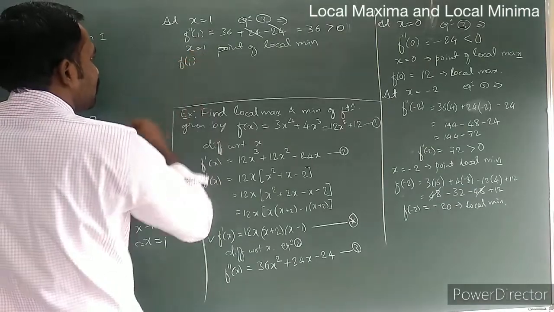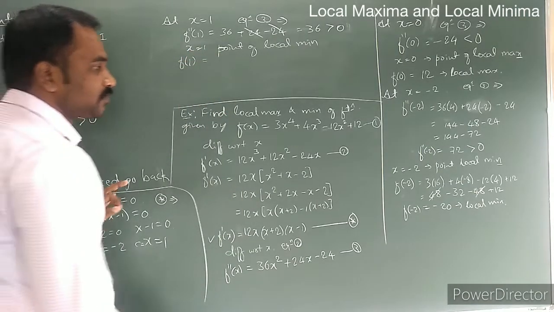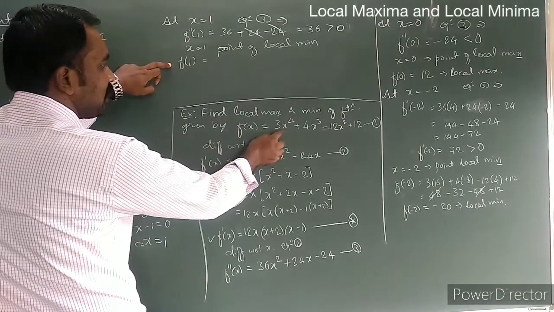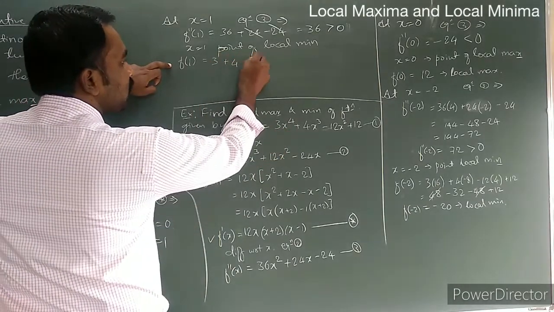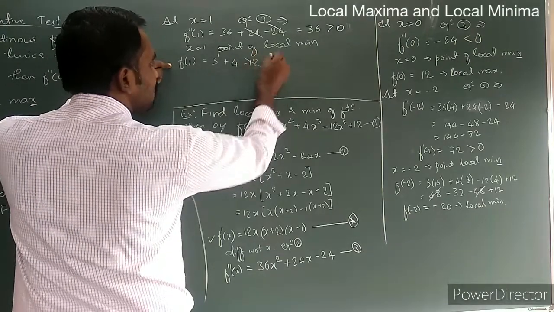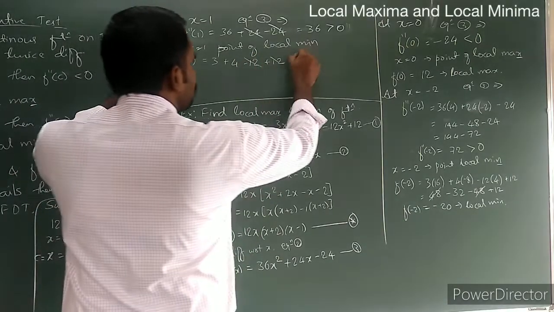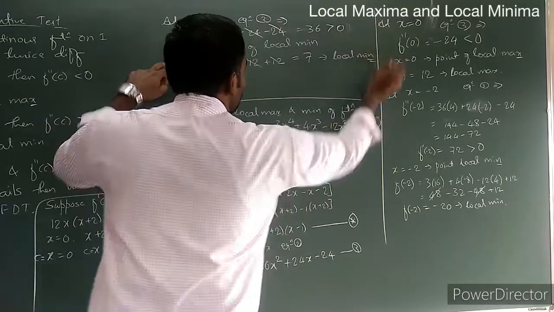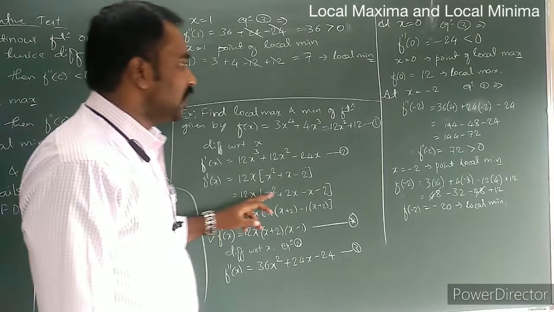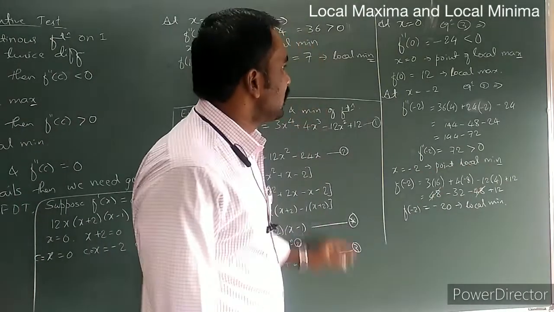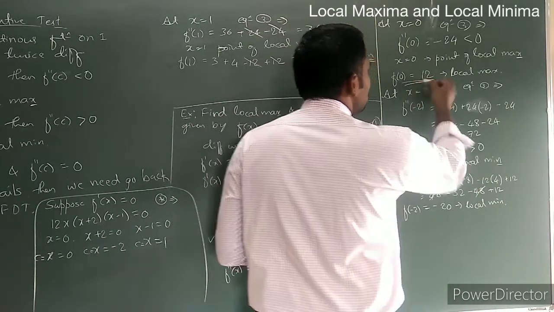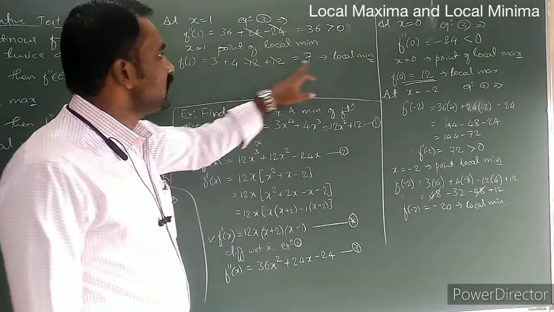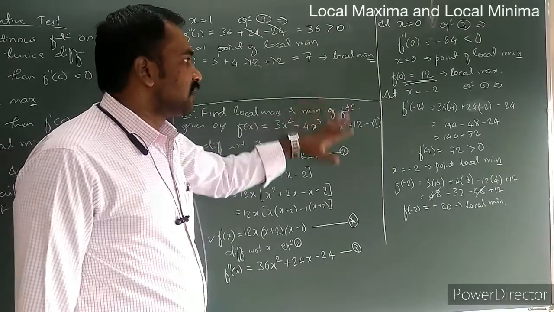Now, what is f of 1? Wherever x is there, replace it with 1. 3 plus 4 minus 12 plus 12. Plus 12 minus 12 get cancelled. 3 plus 4 is equal to 7. It is a local minimum value. There are two local minimum values and one local maximum value. What is the local maximum value? 12 is the local maximum value. The local minimum values are minus 20 as well as plus 7.